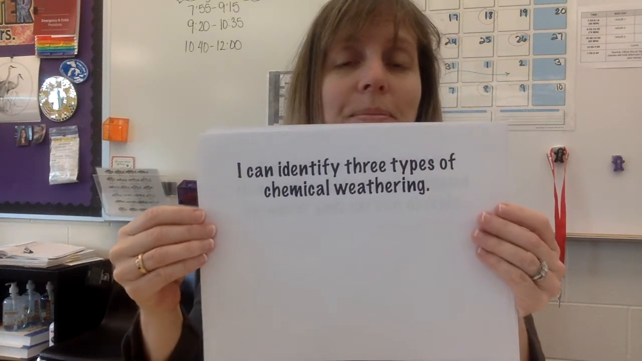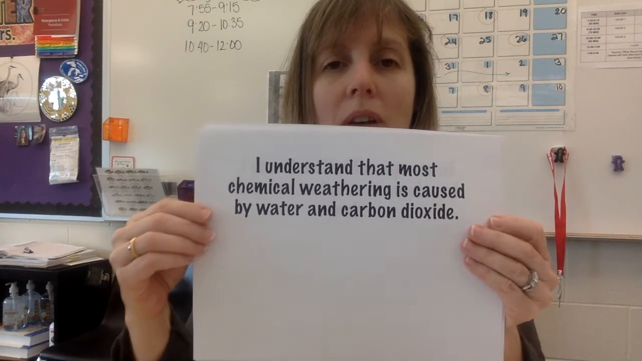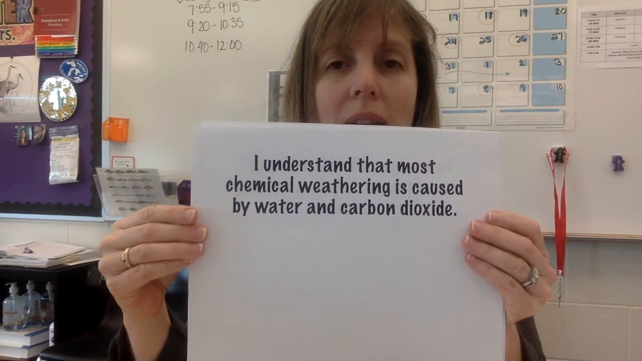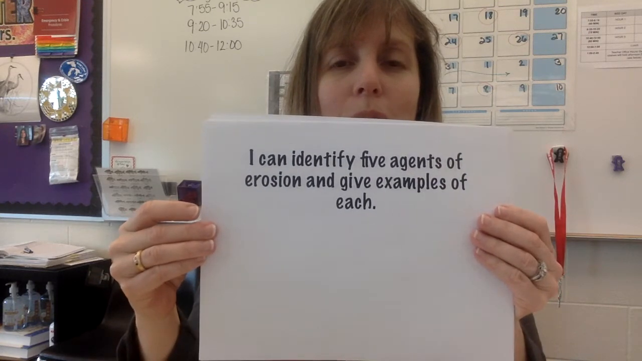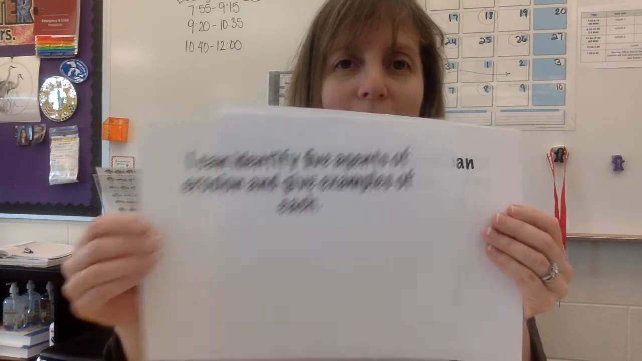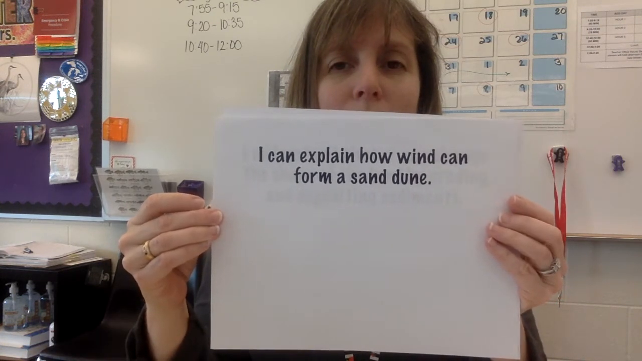I can identify 3 types of chemical weathering. I understand that most chemical weathering is caused by water and carbon dioxide. I can identify 5 agents of erosion and give examples of each. I can explain how wind can form a sand dune.